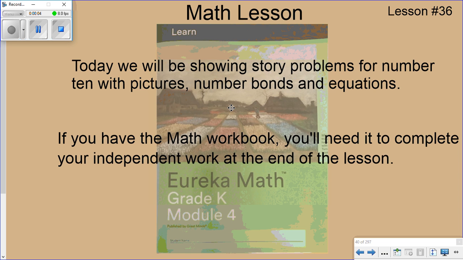Again, it's math time. Today we will be showing story problems for number 10 with pictures, number bonds, and equations. If you have the math workbook, you'll need it to complete your independent work at the end of the lesson. You don't need the math book right away. Let's get started.